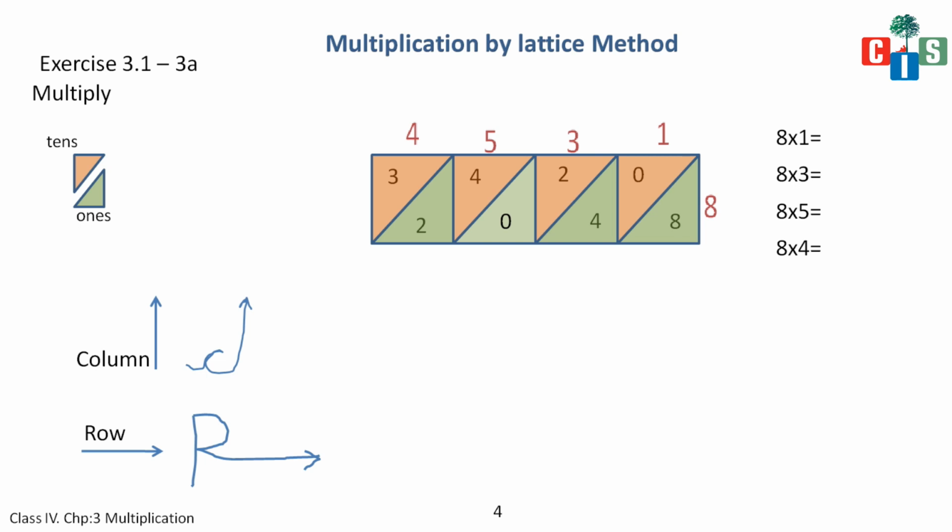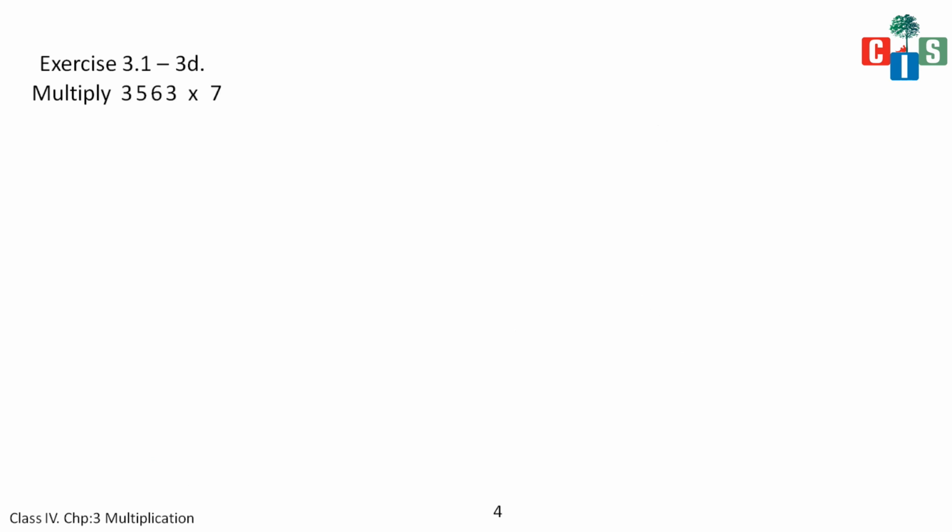Okay. See, likewise, you have to start with 8. Then 0 plus 4 is 4, 2 plus 0 is 2, 4 plus 2 is 6, and then 3 is 3. So my answer is 4531 multiplied by 8 is equal to 36,248. Fine. Now let's see the third example.